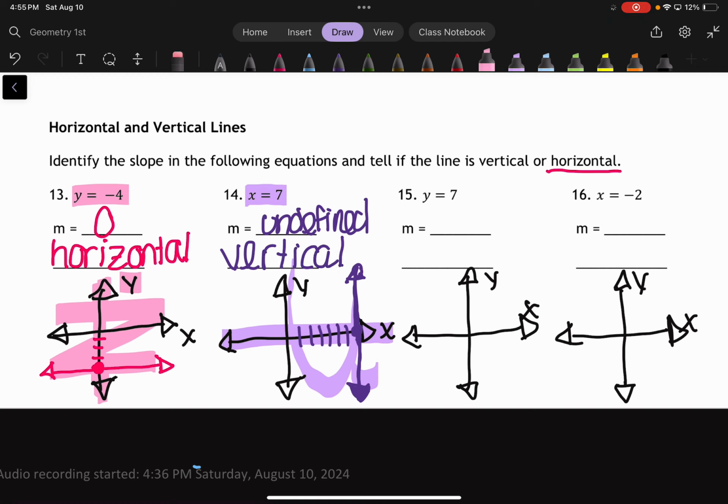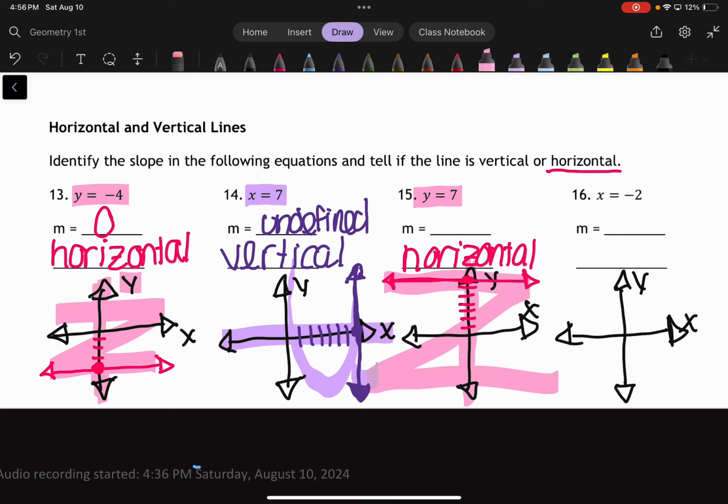The next one, this one is y equals 7. So here's my y-axis. I'm going to find 7. So 7 would be somewhere up here. So 1, 2, 3, 4, 5, 6, 7. I make my point and I make a line going straight through it. This is everywhere where y is equal to 7. Again, this is a horizontal line. You can make the letter Z with it for 0. So the slope of this one is equal to 0.